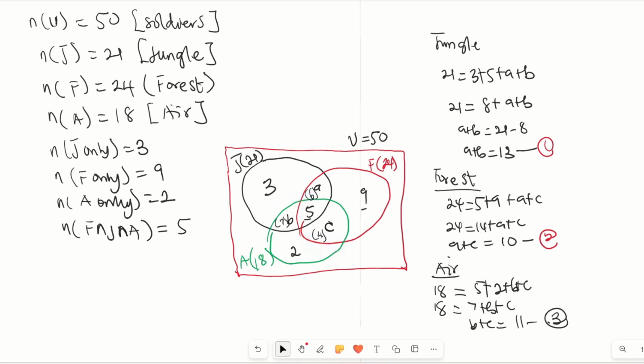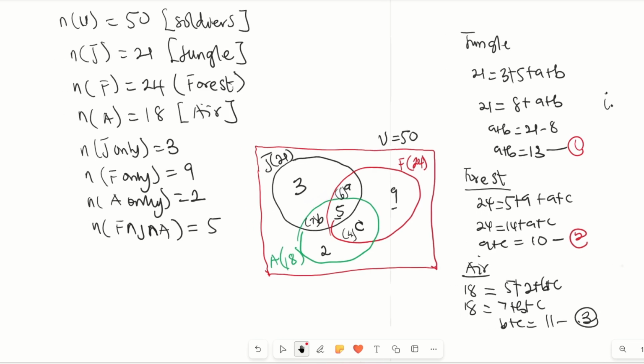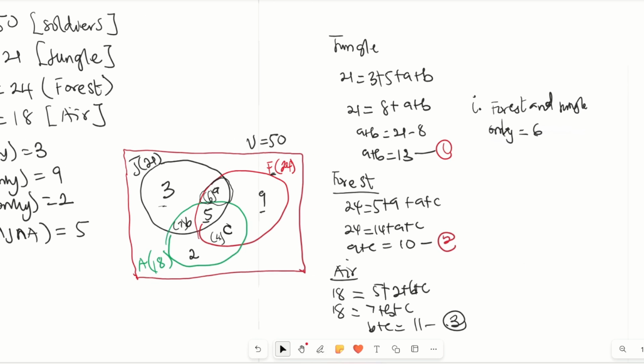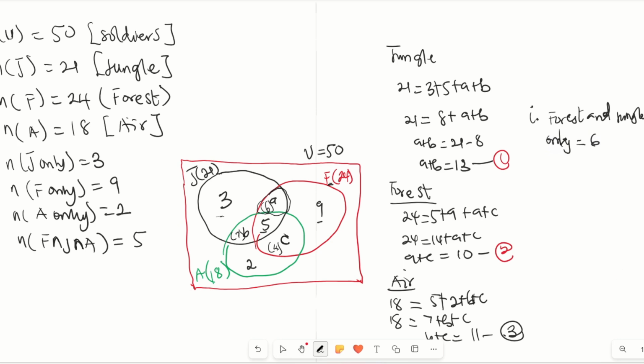Now when we are asked to find forest and jungle only, we are looking at where forest is here and jungle is here. Where both of them meet is forest and jungle only. So forest and jungle only would be equal to 6, because that is the forest and jungle only.